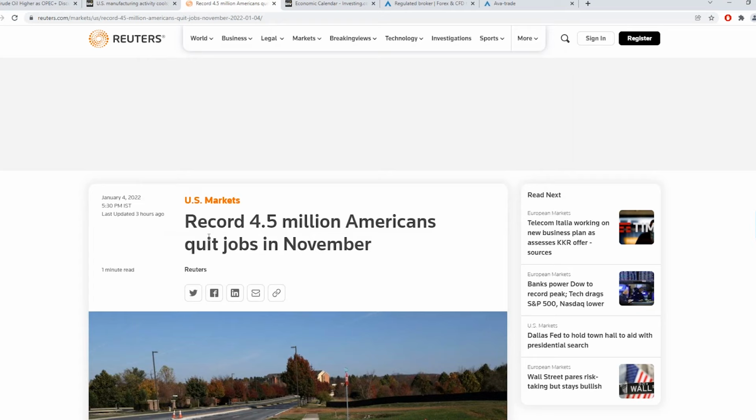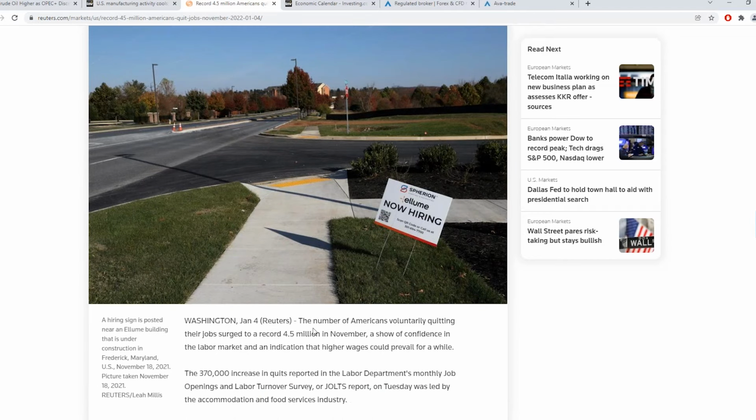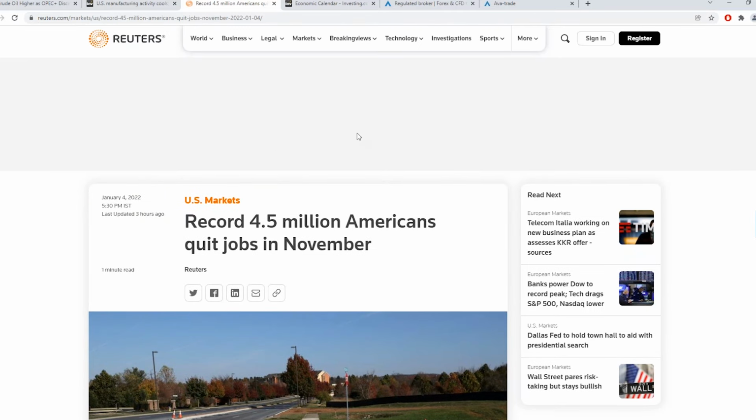Here's a headline: record 4.5 million Americans quit jobs in November. That at first sounds negative, right? Wow, 4.5 million Americans quit jobs. Well, there's maybe a silver lining to that. It's because they're applying maybe for jobs that pay better. I mean, usually people don't just quit a job unless there's another job to take. And that's what this article goes on to explain, that people are going after higher paying jobs. And you can understand why, right? With hyperinflation, prices rising so fast, gas costs going through the roof, and groceries and everything else going up faster than people are comfortable with. Well, makes sense. People are quitting low-paying jobs and looking for higher-paying jobs.